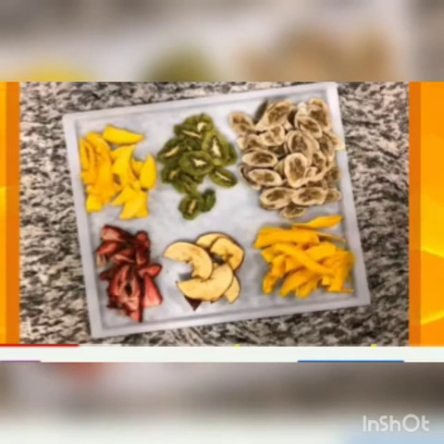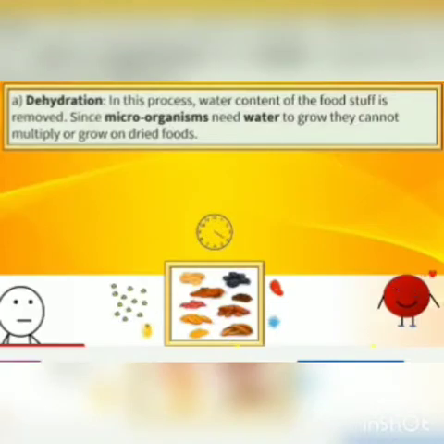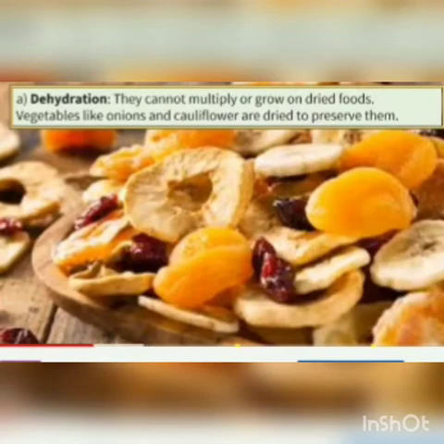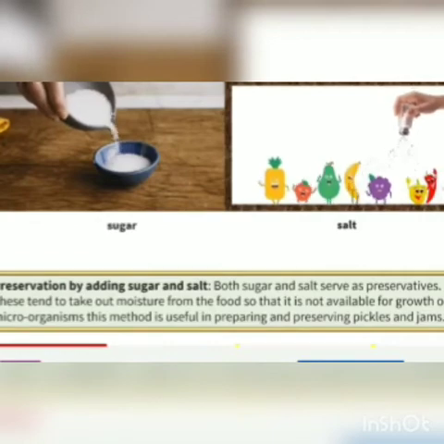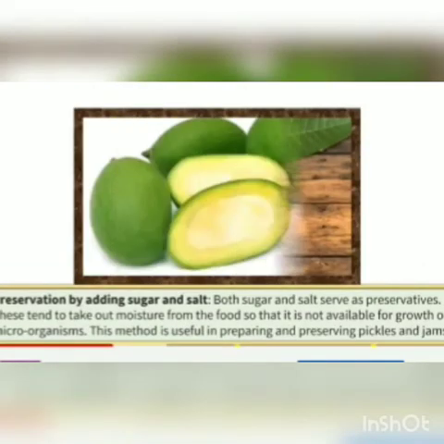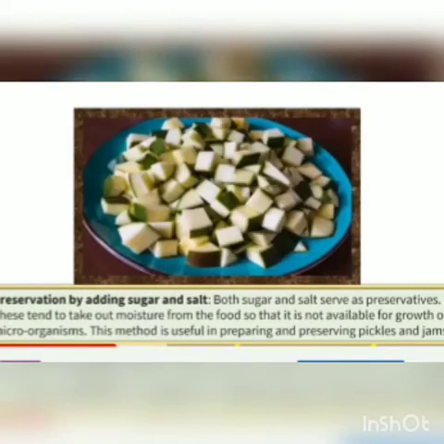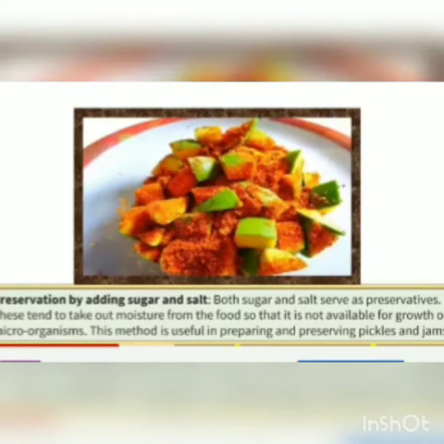Some of the methods used for preservation of food are dehydration. In this process, water content of the foodstuff is removed. Since most microorganisms need water to grow, they cannot multiply or grow on dried foods. Many vegetables like onions and cauliflowers are dried to preserve them. Preservation by adding sugar and salt. Both sugar and salt serve as preservatives. These tend to take out moisture from the food so that it is not available for growth of microorganisms. This method is useful in preparing and preserving pickles and jams.